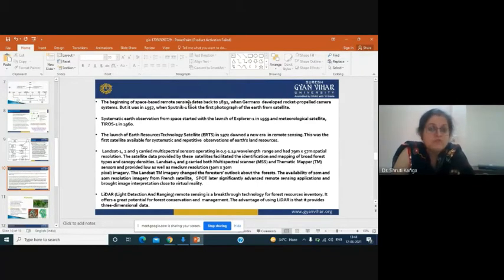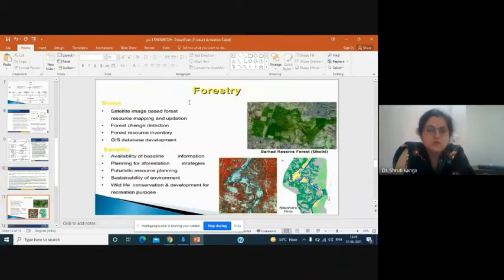The beginning of space-based remote sensing data was long back in 1891, with the German development of the rocket-propelled camera. So this is a brief history of how remote sensing data came about, and different countries have put up their own earth resource technology systems for different kinds of analysis. So different series of data sets came into existence.